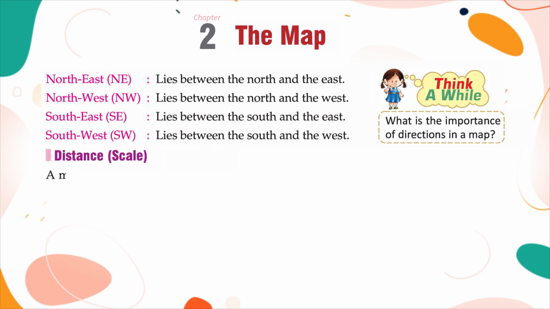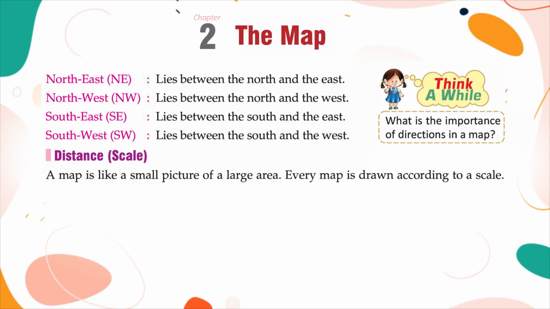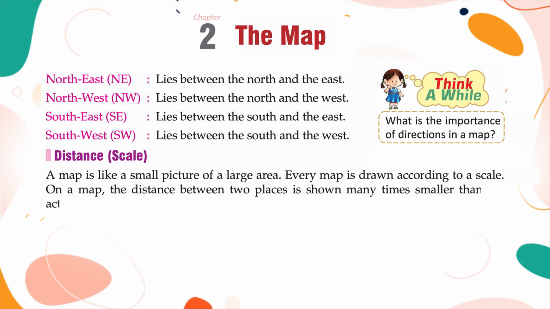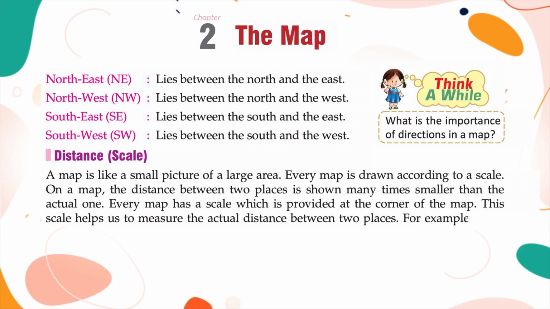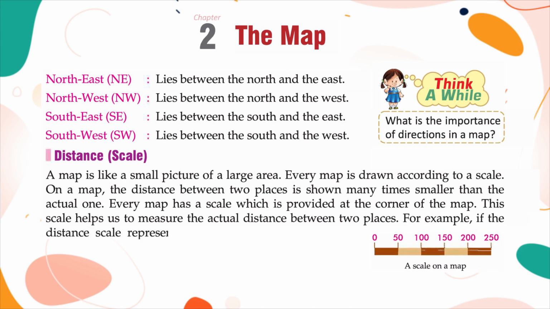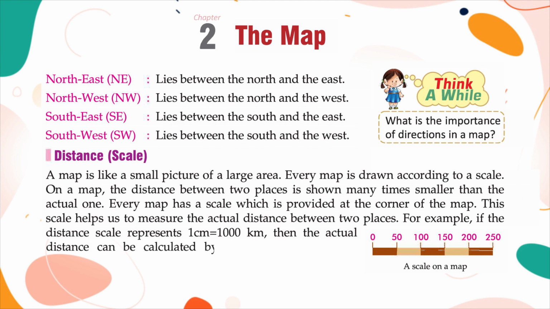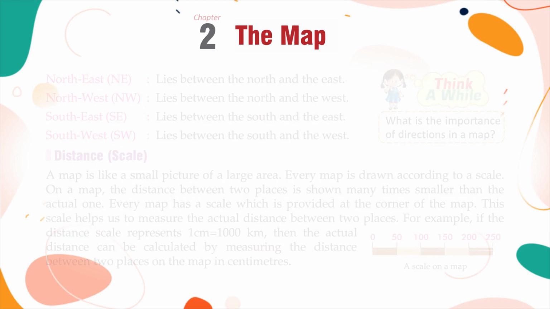Distance or scale. A map is like a small picture of a large area. Every map is drawn according to a scale. On a map, the distance between 2 places is shown many times smaller than the actual one. Every map has a scale which is provided at the corner of the map. The scale helps us to measure the actual distance between 2 places. For example, if the distance scale represents 1 centimeter equals 1000 kilometers, then the actual distance can be calculated by measuring the distance between 2 places on the map in centimeters.